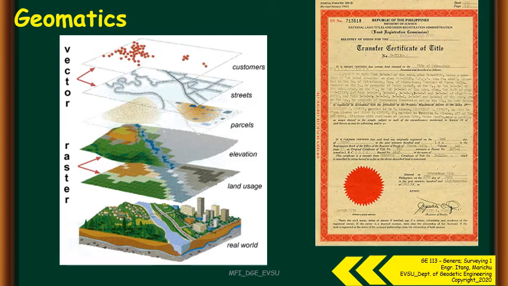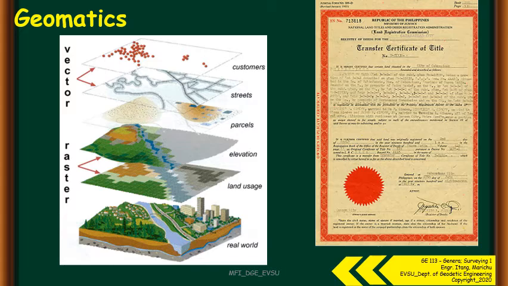So, I am going to show you the product of the property survey. For example, on the right side is an example of a transfer certificate of title. This is what we call the titulo. After the survey, this is one of the requirements for the owner to claim their rights on their land. So, they will have a title made. That is on the right side. And on the left side, at the bottom part, we have the real world.